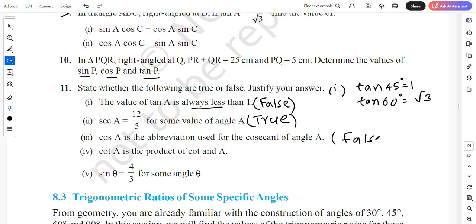Number 3 is false. Now we'll go further. Cot A is the product of cot and angle A. No, this is wrong. This is also false, because cot A is together.